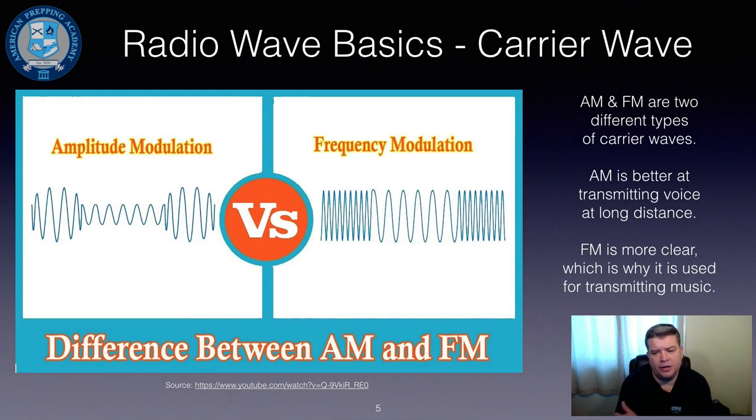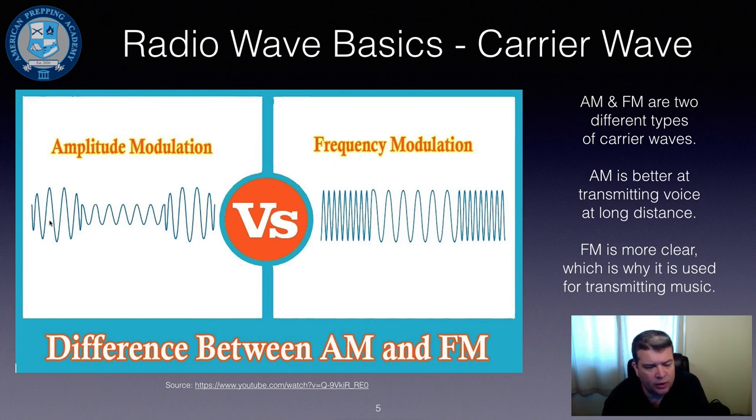All right. So the carrier wave. Most people have heard of AM and FM radio. The big difference between AM and FM radio is the carrier wave that they both use. So AM is better at transmitting voice at long distances, and FM is more clear and has more fidelity to it, which is why it's usually used for music.